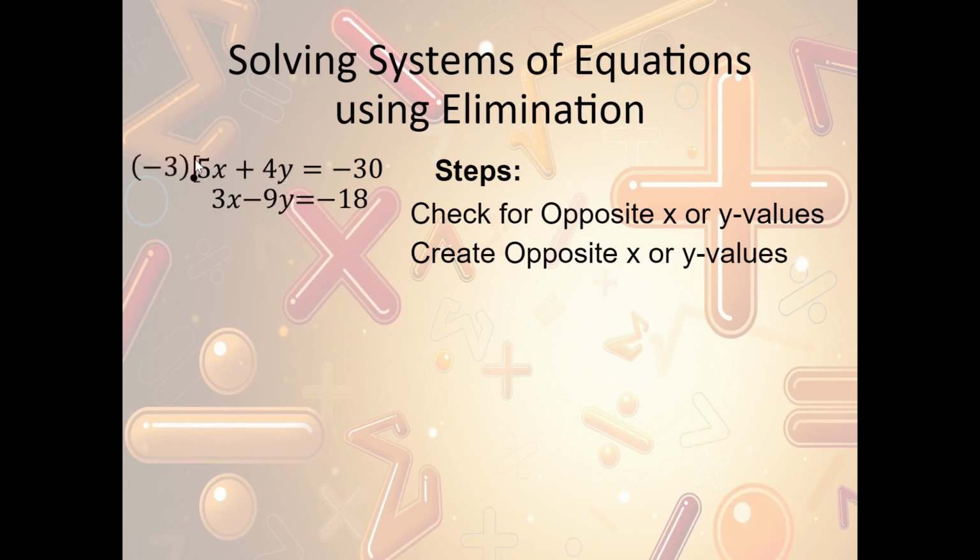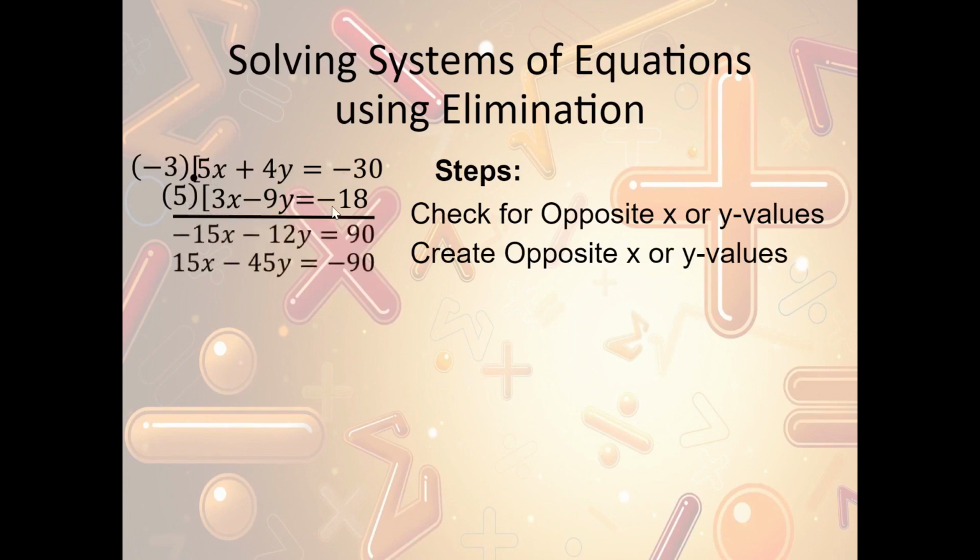And I'm going to multiply the top one by negative 3. That'll give me negative 15. And the bottom one by 5, which gives me positive 15. So now we have a negative 15x and a positive 15x. And then we're going to multiply that times everything here. So negative 3 times 5x, and negative 3 times 4y, and negative 3 times negative 30. And then I'm going to do the same thing on the bottom. So 5 times 3x, and 5 times negative 9y, and 5 times negative 18.